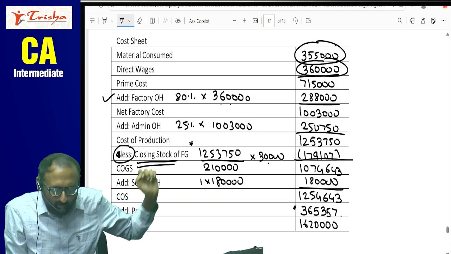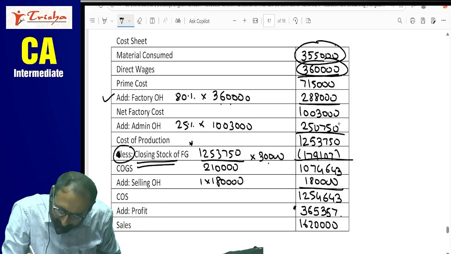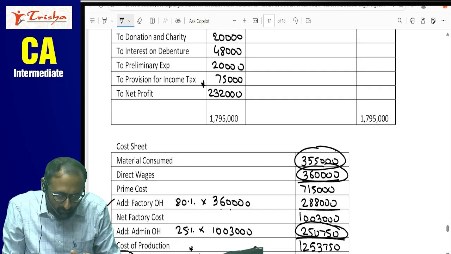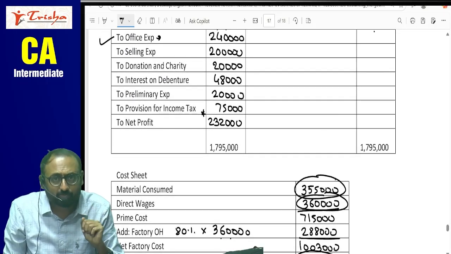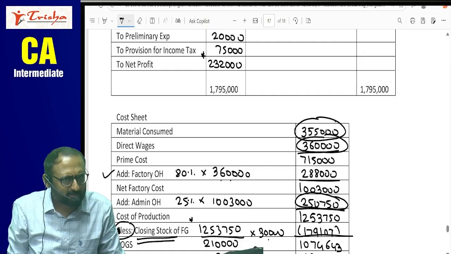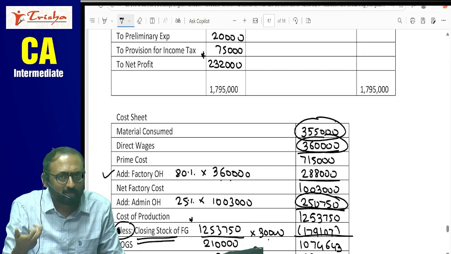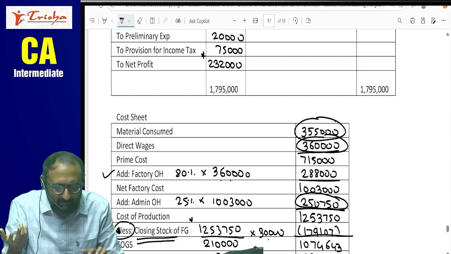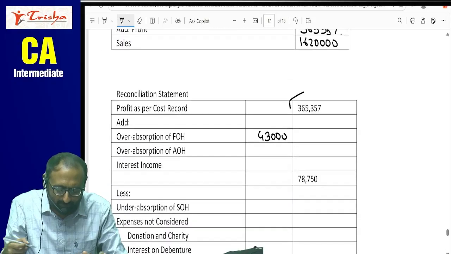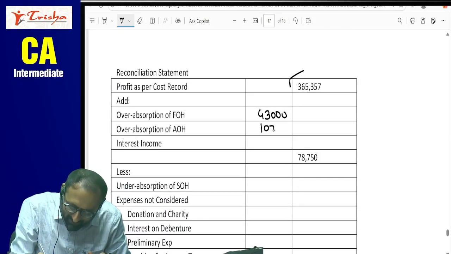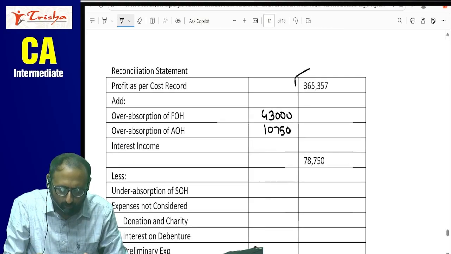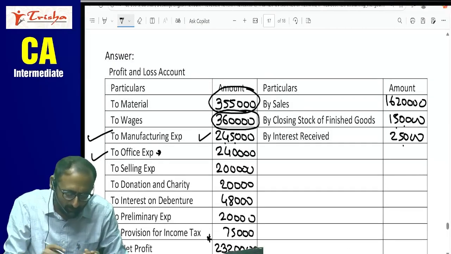And check here, overhead absorbed. Where is it? This is overhead absorbed, 2,50,750. Sir, how much overhead incurred? 2,40,000. How much overhead absorbed? 2,50,750. Tell me, Sirji, under absorption or over absorption? Again, over absorption. Extra expenses are taken here. Now, 2,40,000, 2,50,750. 10,750 over absorption. Next item, I'll go again to the P&L account, selling overhead.